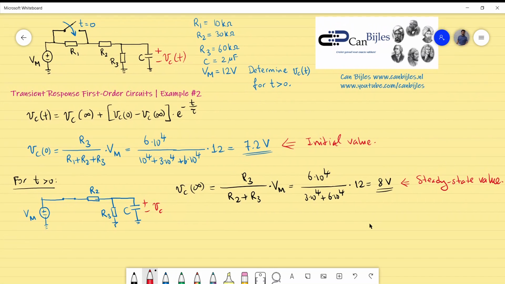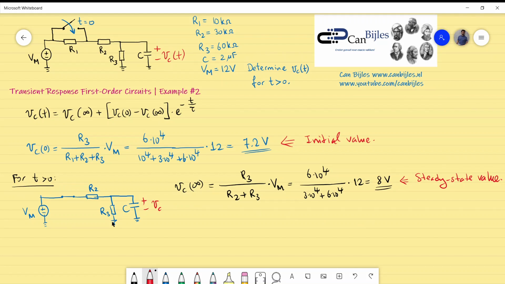You look at a time constant in the final condition of the circuit, not at the initial condition of the circuit. So we look at this circuit, and what we'd like to know is, what does the capacitor see between its terminals when all independent sources are off? So they are turned off. That means in this case the Vm will be turned off. It will be a short circuit.